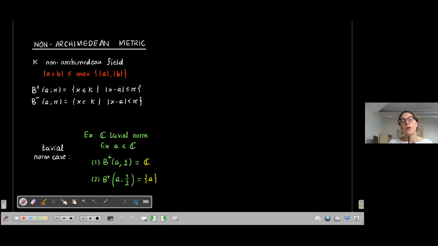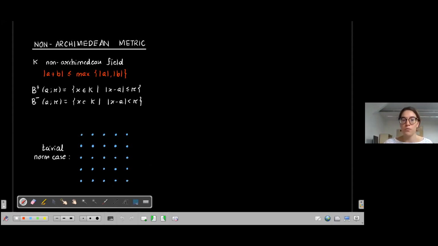So we've seen here that in the trivial norm case, we have just two kinds of ball. When the radius is bigger or equal than 1, then we have the whole space, while when the radius is strictly smaller than 1, we have just the singleton. So it means that what we're working with is a topological space that has a metric, and whose topology associated to the metric is the discrete topology. So that's the way you can visualize such an object, such a space.